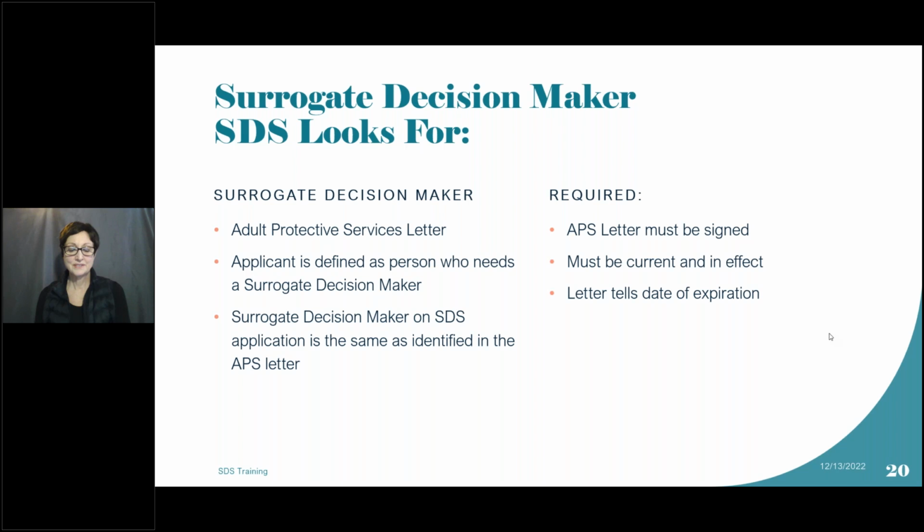Okay, so the surrogate decision maker on the application is the same as identified in the APS letter. So it has to be that surrogate decision maker who's signing, things like that. Okay, so the APS letter needs to be signed, not a draft or something that was circulated to folks before all the decisions were made about who's going to do what. Okay, needs to be current and in effect, and the letter will tell the date of expiration for that surrogate decision maker to be done their decision making duties.